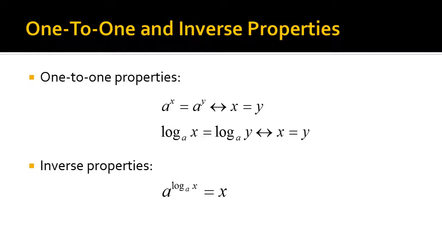This one says that if you have a raised to a power that's the log base a of x, the a and the log base a cancel out and just leave you with x, because they're inverse functions. Exponentials and logarithms are inverses of each other. By the same token, log base a of a to the x equals x, because again, the bases cancel each other out and just leave you with the x. Or another way of thinking about it is you're saying a to the x equals a to the x.